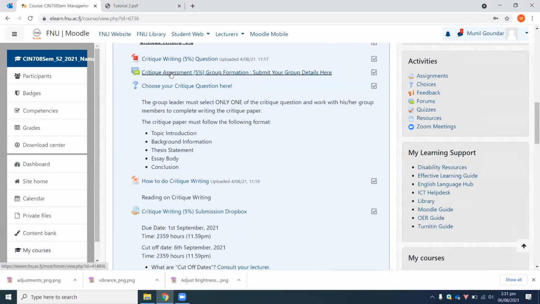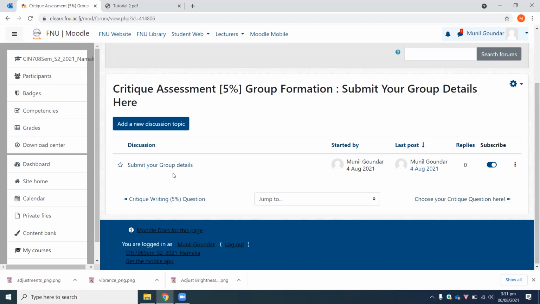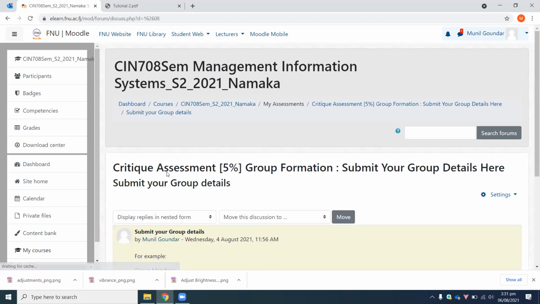Now you have a forum which says submit your group details. In here you are supposed to submit the names of your group members. I think I've given an example even. See, no one has replied to it. So submit your group details.